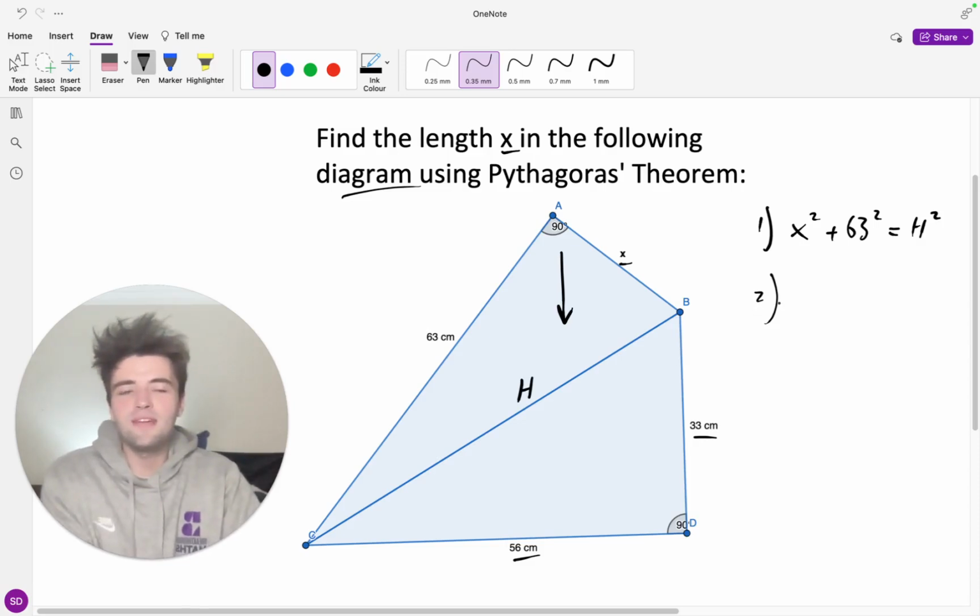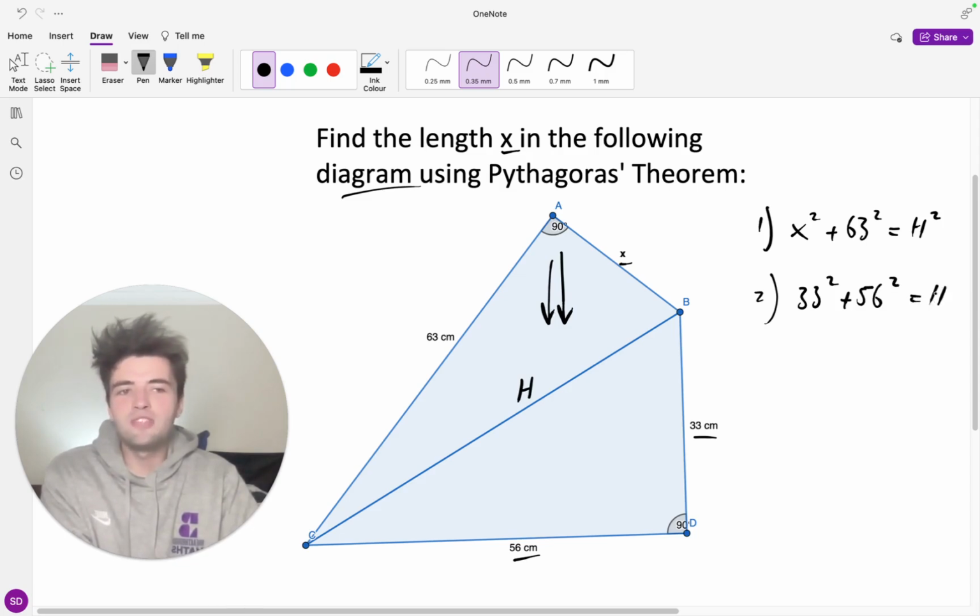So our first is going to be x squared plus 63 squared is equal to h squared. That's given from our first triangle, where we don't know h yet, so we don't know the hypotenuse yet, but we have got x involved in that one. And then on the bottom one, we're going to have 33 squared plus 56 squared, which is our other small length, is equal to h squared.